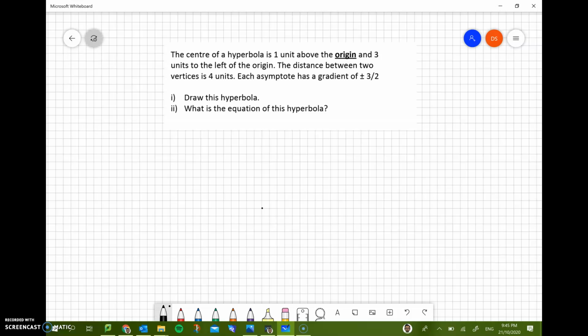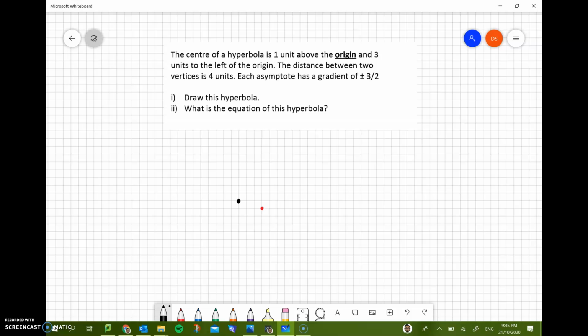I'm going to pick an origin here. If that is the origin, we're going to start by going 1 unit up and 3 units to the left. And that becomes the center. Okay, and I'm going to just mark the origin in red so we know where we started, and the center in black.